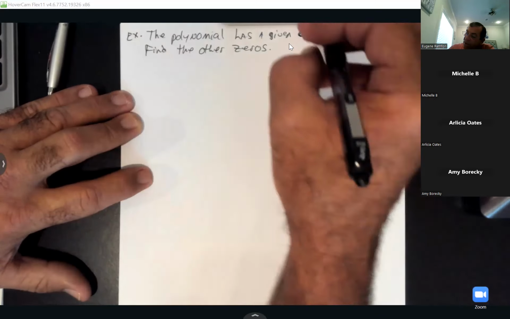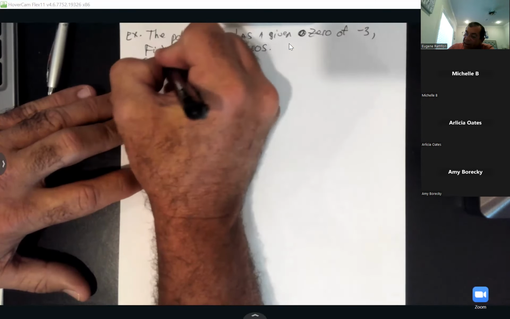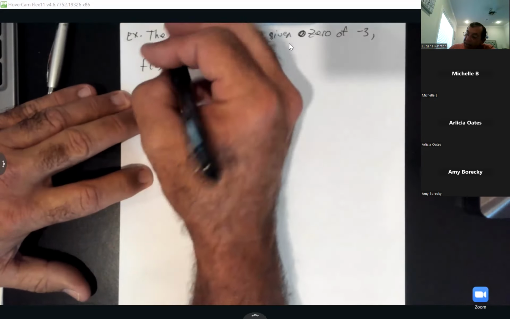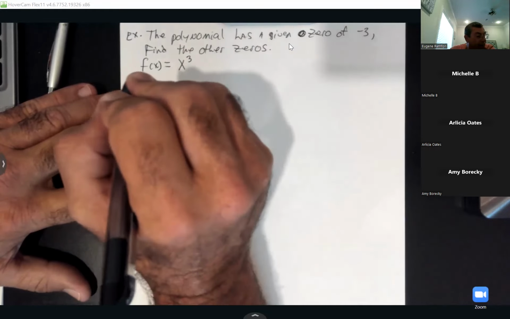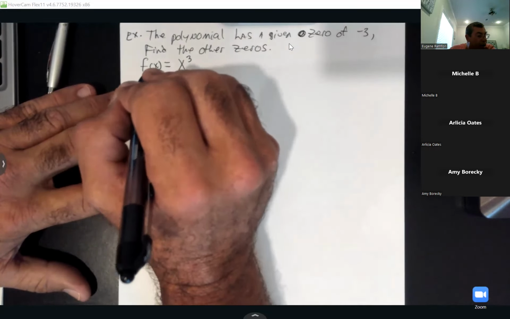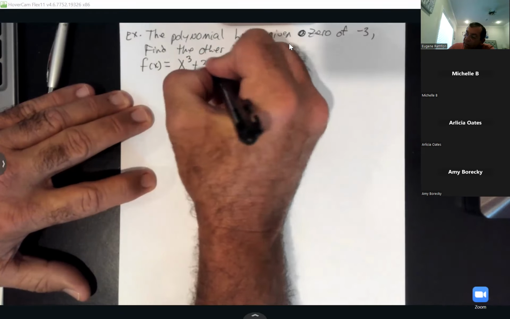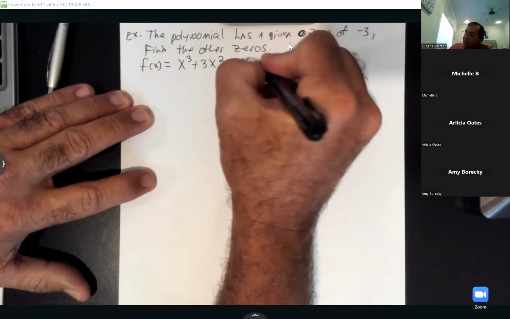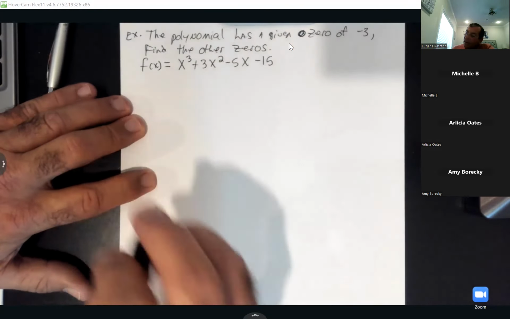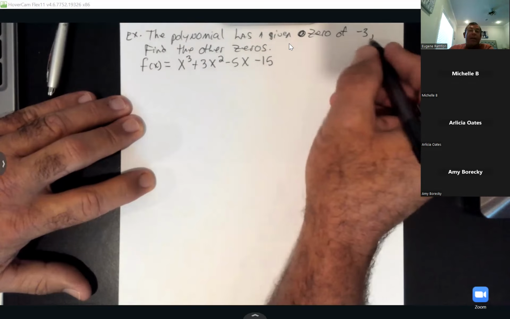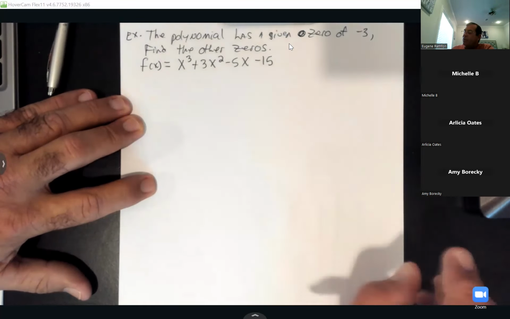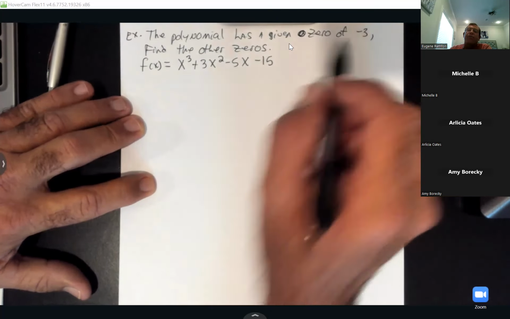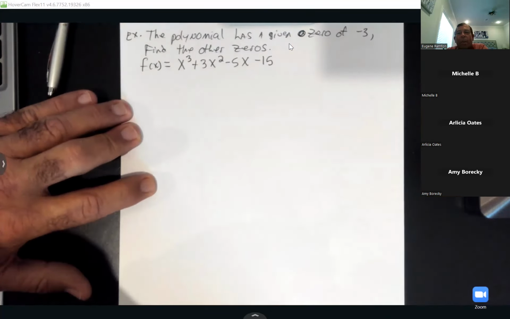All right, so now my function is going to be f of x equals, what I got, x to the third plus 3x squared minus 5x minus 15. Now, in math side, they put a semicolon and then the -3, okay? So they sort of worded it a little different than me, but you're still given a zero of -3. So here's what we do.